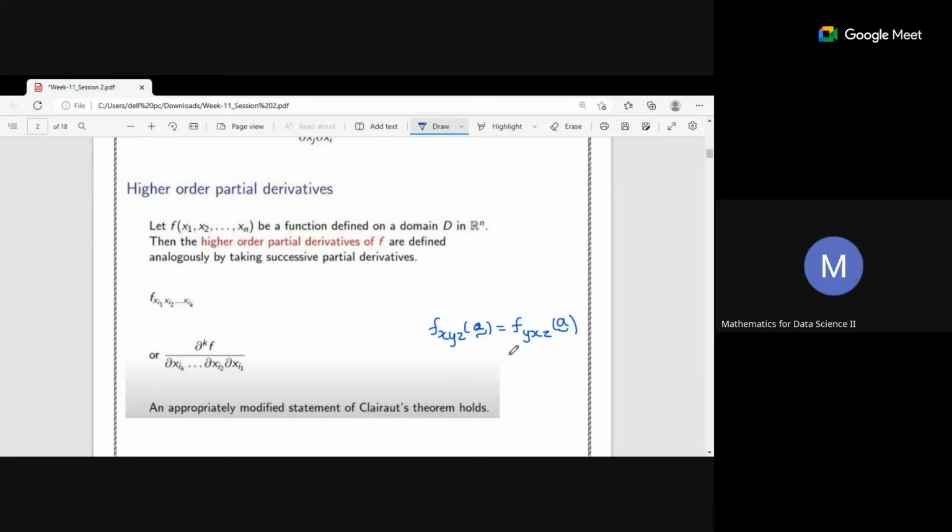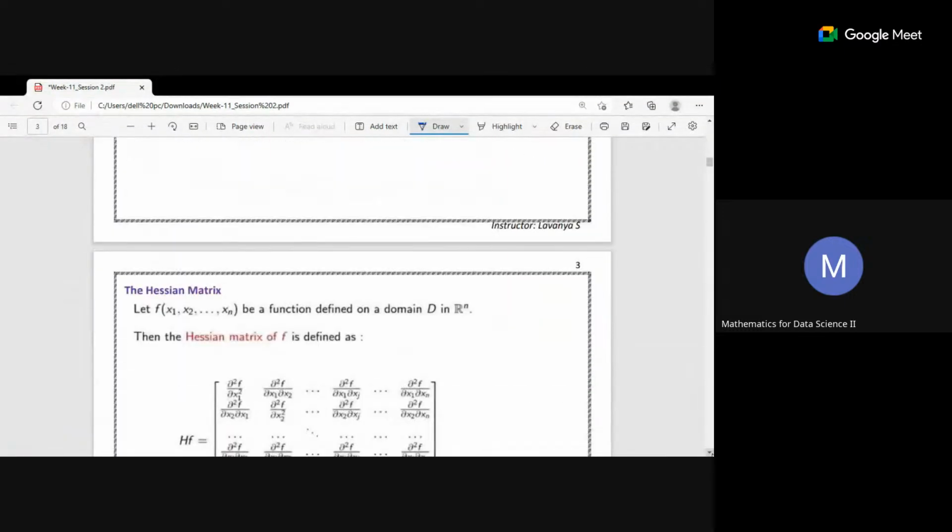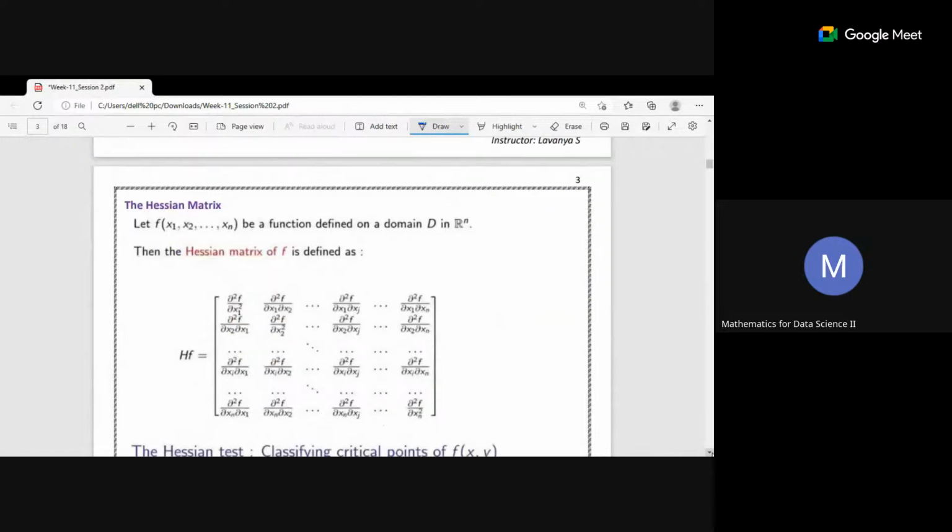So this is the modified Clairaut's theorem for a function of three variables for this mixed partial. Actually, there are more than one mixed partial derivatives in the case of three, right? So you have to write the statements accordingly for each case. Okay. So that is why in general it is mentioned an appropriately modified statement of Clairaut's theorem holds. Okay, fine. The next concept is the Hessian matrix.